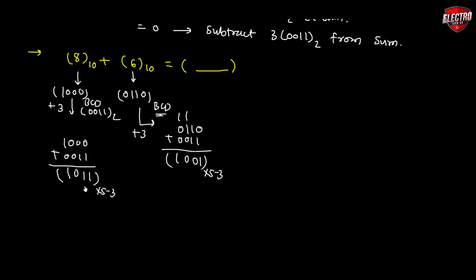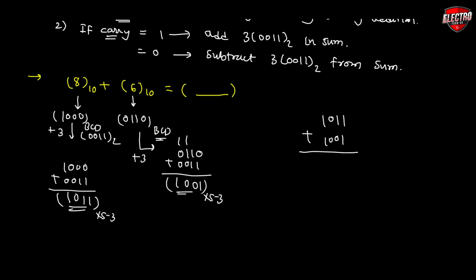Okay, now if we add both these Excess-3 codes, then we get 1011 plus 1001. Okay, so if we add with a simple or ordinary binary addition, then 1 plus 1 is equal to 0 with 1 carry, 1 plus 1 in the second column, so 0, and with 1 carry, 1 plus 0 plus 0, 1, 1 plus 1 is equal to 0 and 1 carry. So we get 1 carry bit over here.